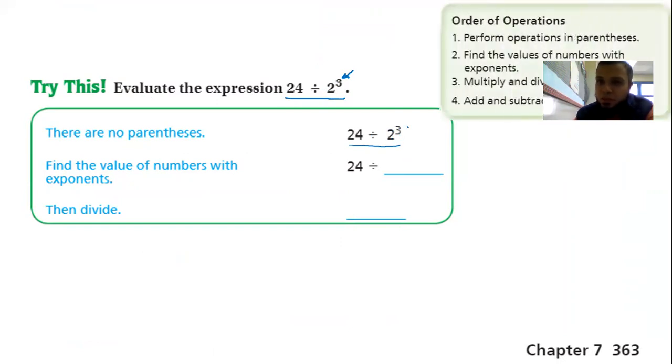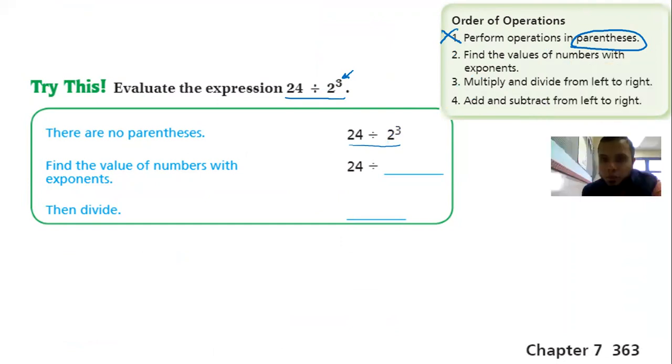Let us see the order of operations. Do you have parentheses? No, you don't. Do you have exponents? Yes. So let us solve it. The exponent part: the third power of 2 means 2 multiplied by 2 multiplied by 2 equals what? 8. Great job.